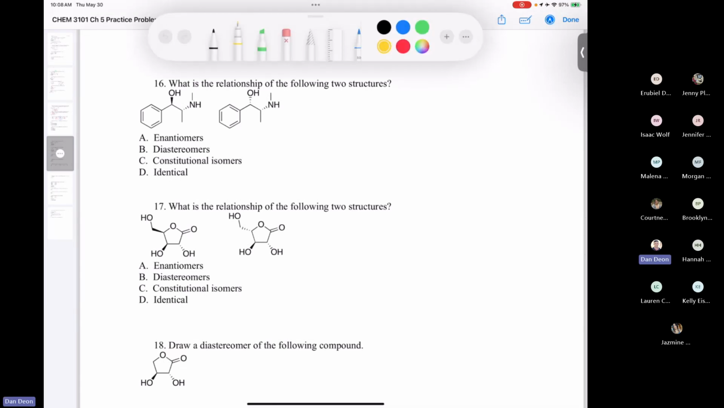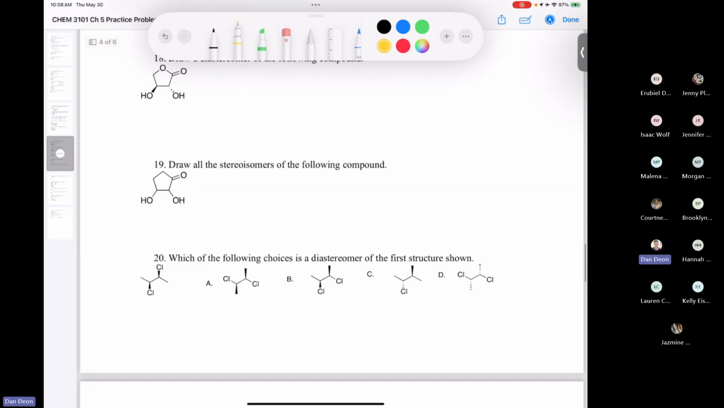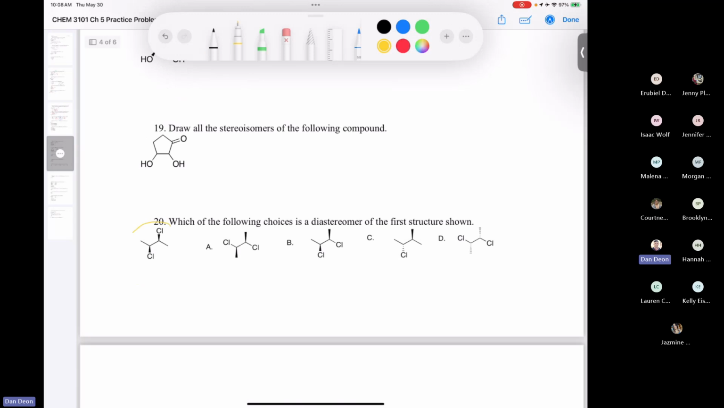So for this one, we said diastereomers. Okay, so I didn't lose that much. If I take this compound here, it says which of the following choices is a diastereomer? Well, it can't be this one because it's only got one chlorine in it. So we're looking for something that's a diastereomer of the compound.